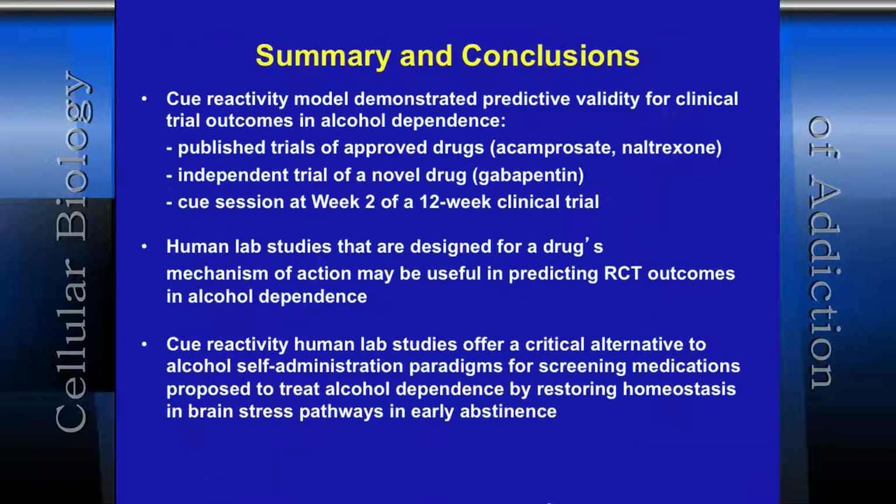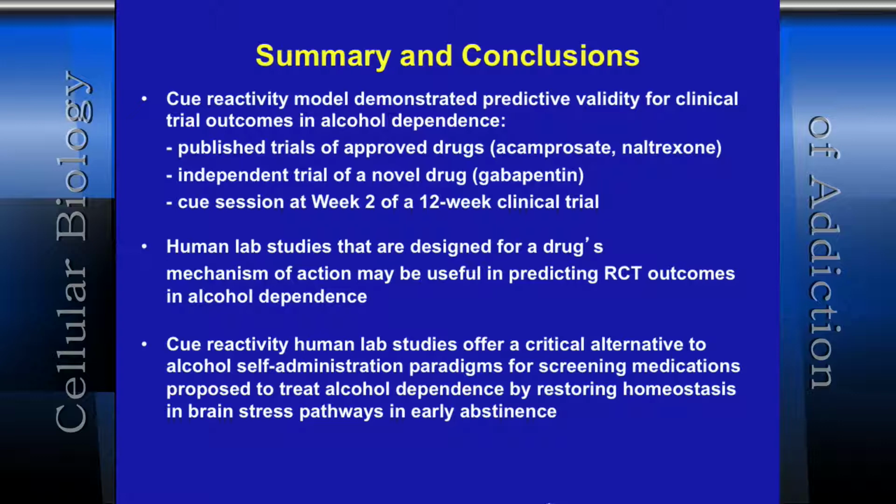So our cue reactivity model demonstrated predictive validity for clinical outcomes in alcohol dependence relative to the published trials of approved drugs, particularly acamprosate, because that was the drug that we built our model to test. An independent trial of a novel drug, gabapentin, 2 if you count the marijuana study, and the cue session at week 2 of the 12-week clinical trial of pregabalin and duloxetine.